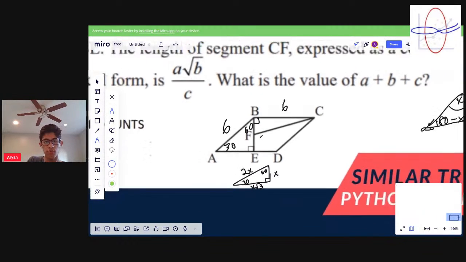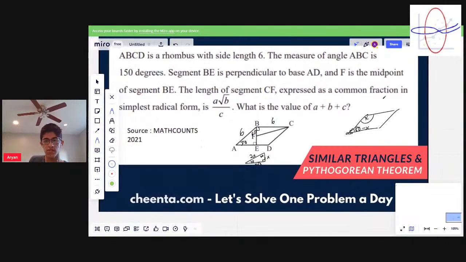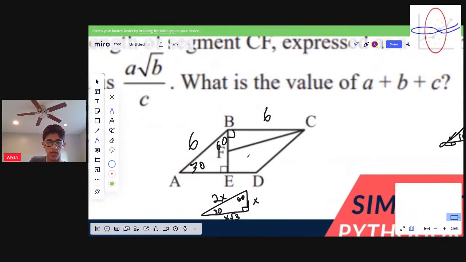And then moreover, the problem tells us that F is the midpoint of BE, right here. So that means BF and FE are both equal to 3 halves. They're both equal to half of the total length. So this right here is 3 halves.